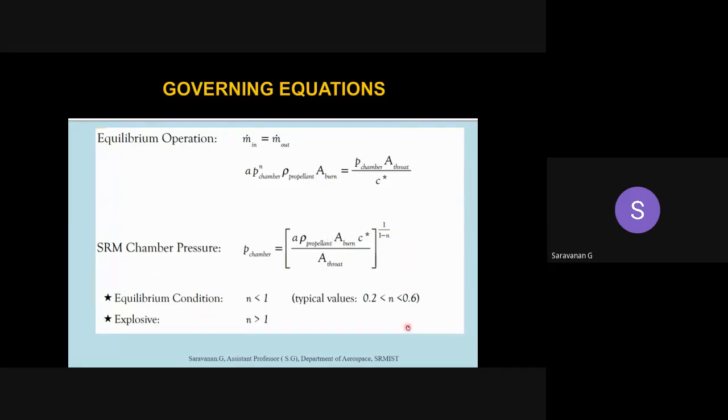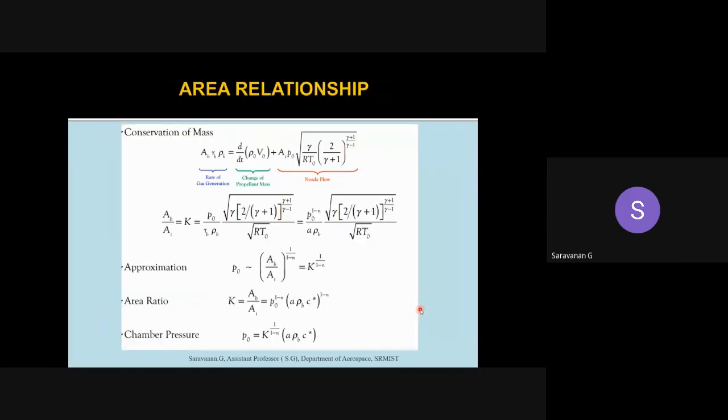Similarly, go for the index n less than 1 and n more than 1. If n is less than 1, it is a stable combustion; if n is more than 1, it is explosive. The typical value of n will be between 0.2 and 0.6. These are values you should always know.